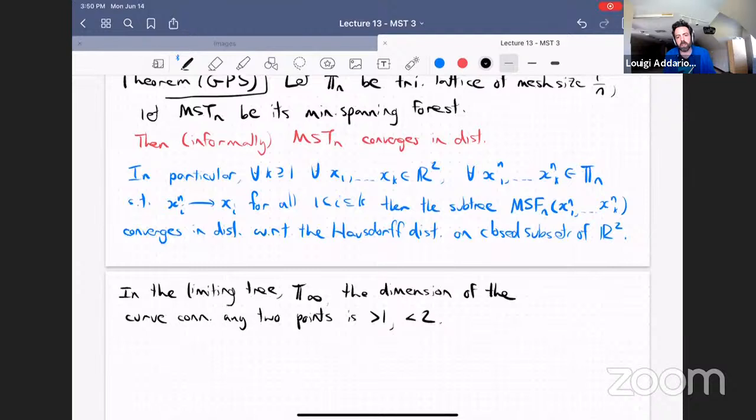So it's at least one because it's the image of a line, and it's at most two because it lives in two-dimensional space. But in fact, it's strictly bounded away from those. That fact was actually known due to earlier work by Aizenman, Burchard, Newman, and Wilson.